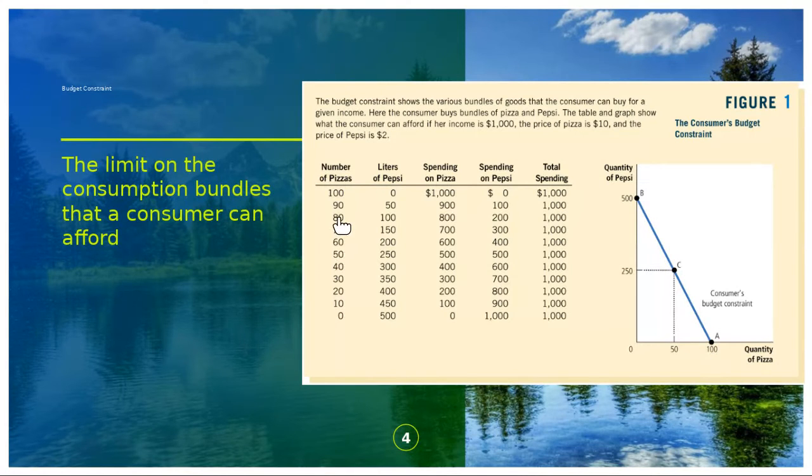And then as you can see, we have a bunch of combinations in between here. If we decide to buy only 90 pizzas, then we can buy 50 liters of Pepsi. That means we have a total spending of $900 on pizza, $100 on Pepsi, and we still have only spent $1,000 overall. And so this is how we derive all the points in our curve. Now, notice that this is a downward sloping curve that gets at the idea that there is something called a relative price between the two goods. Basically, the slope of the budget constraint is telling us how much each pizza is worth in terms of each Pepsi. So basically what you'll notice here is we have a slope of -5.